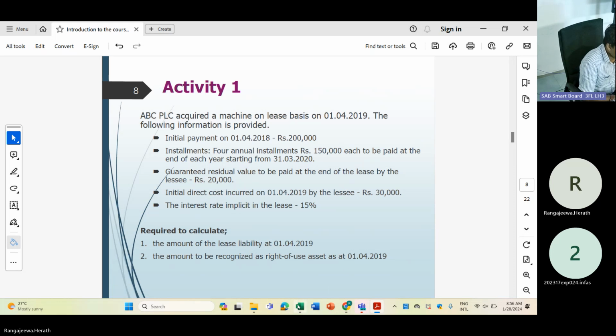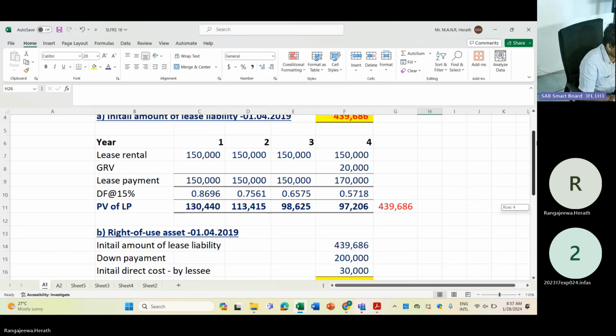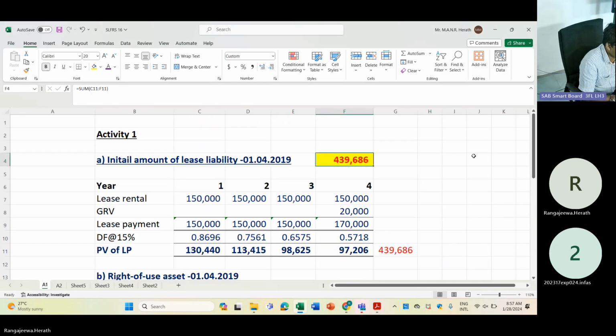We have already calculated activity 1 lease liability. Equal amount of lease liability. We got 439,000. 439,000. So paying 150, 150, 150.